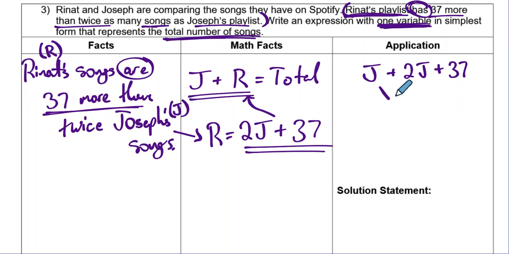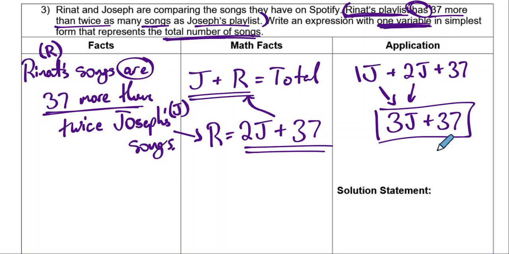And actually, the only application I really need to do is combine like terms. That would give me 3J. 1J plus 2J is 3J plus 37. That is the expression that represents the total number of songs.